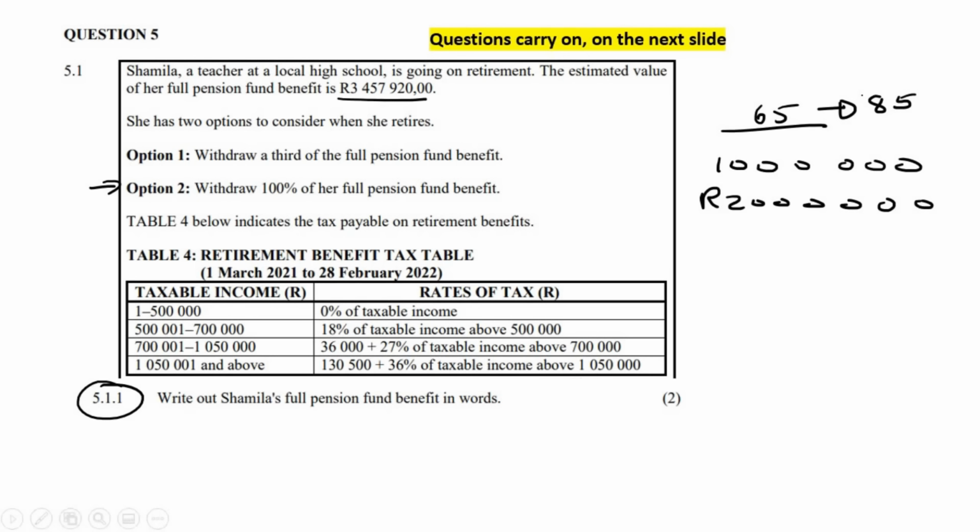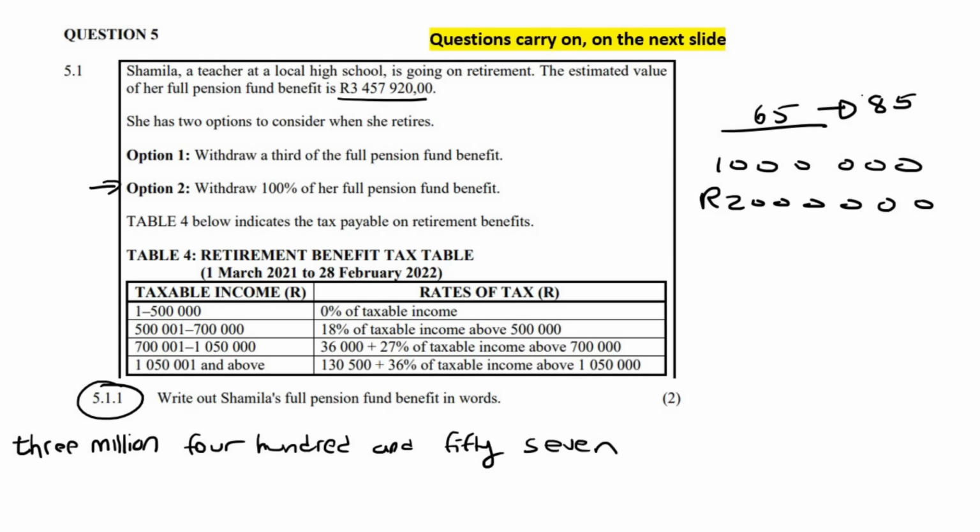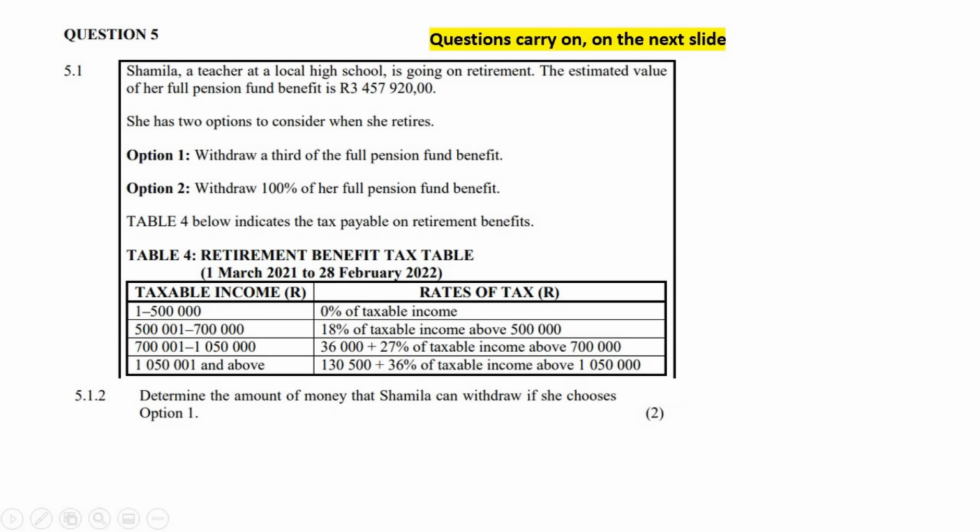Okay, so, geez, that's a long one. So, 3,457,920. This question says, determine the amount of money that Shamila can withdraw if she chooses option 1.